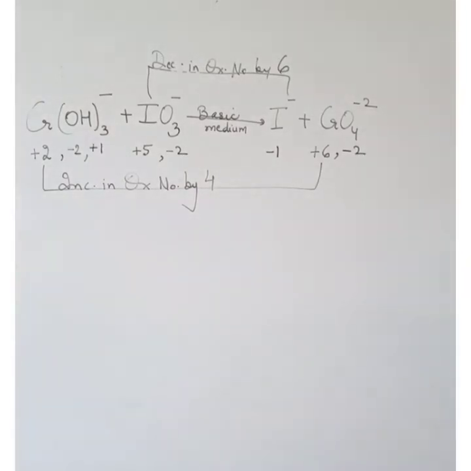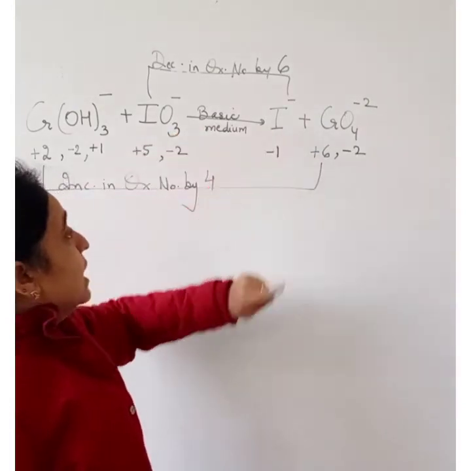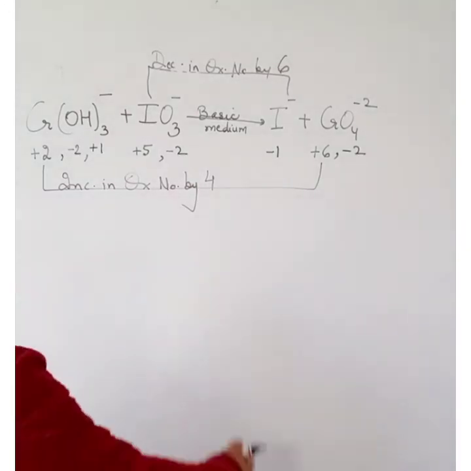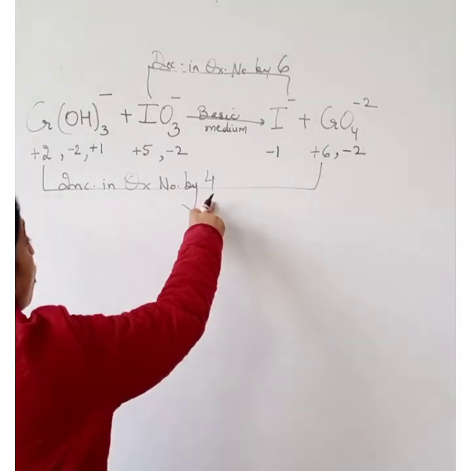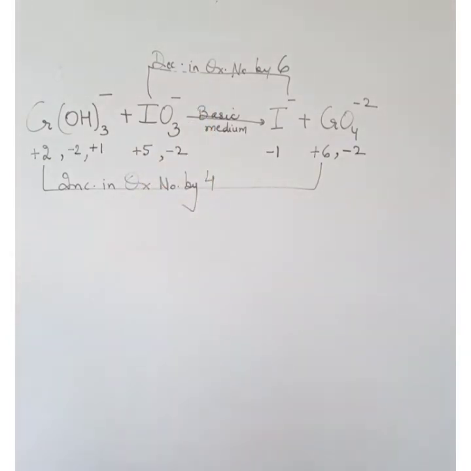Now, calculate the change per atom. Let us see. 1 chromium, 1 chromium. 1 iodine, 1 iodine. That means on both the sides the oxidation number is per atom. It is already balanced. Now balance the change in oxidation number. Here it is by 4 and there it is by 6. Now how should we make it equal? On both the sides we have to make it equal.